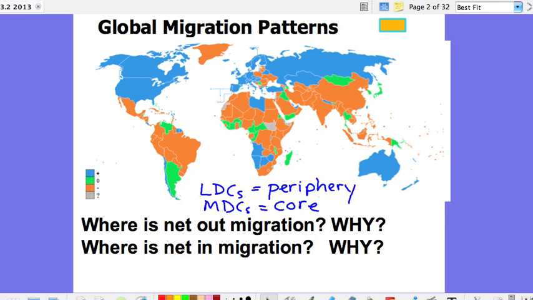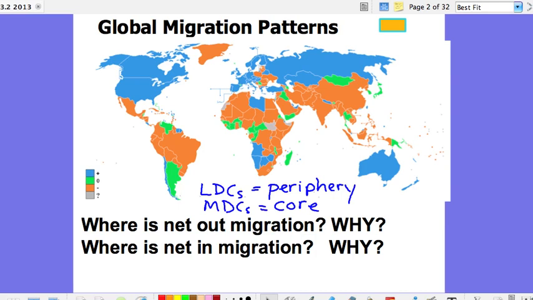Looking at global migration patterns, if you look at this map, this is a current map that looks at net migration. Net in migration would be represented by the blue color. This is where there's more people migrating to these places than away from these places. Net out migration would be represented by the orange color, meaning these are places where people are leaving more than entering into the country. And the green is neutral. There's about the same amount of people who are leaving as are coming to those countries.